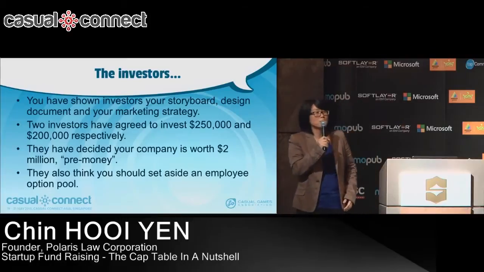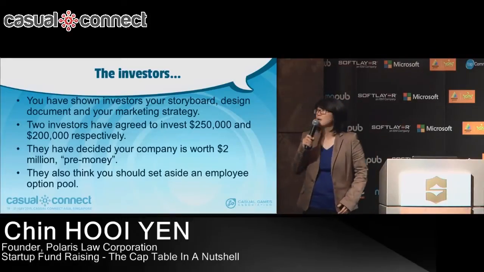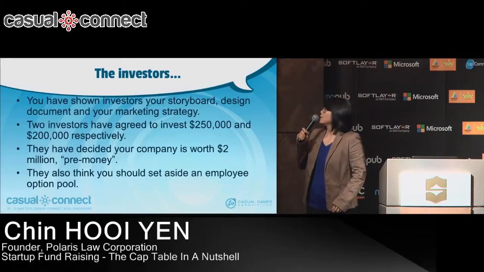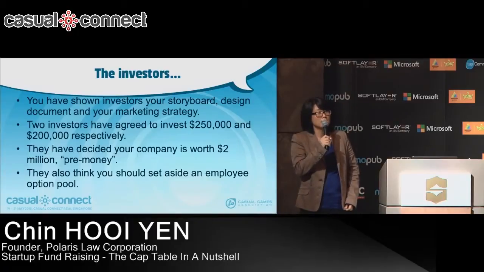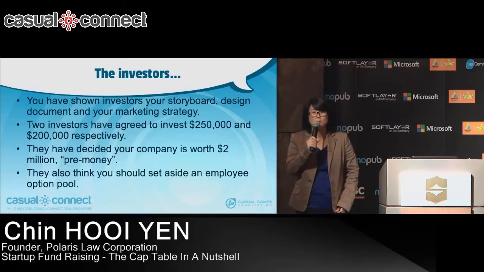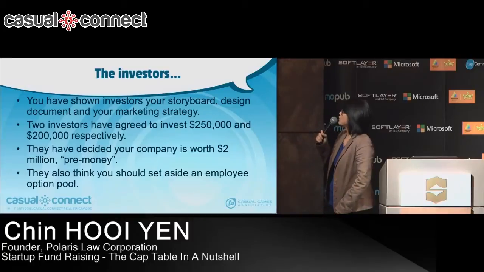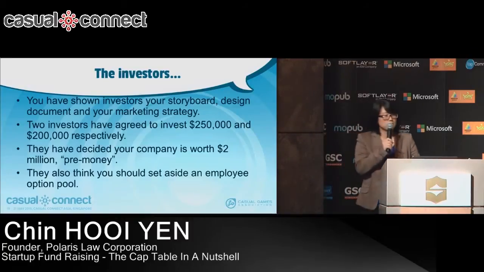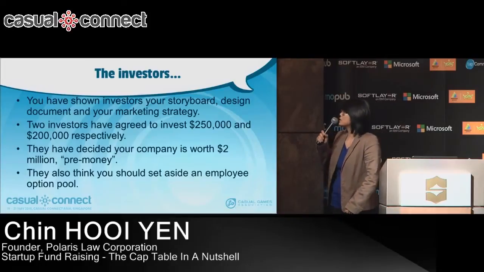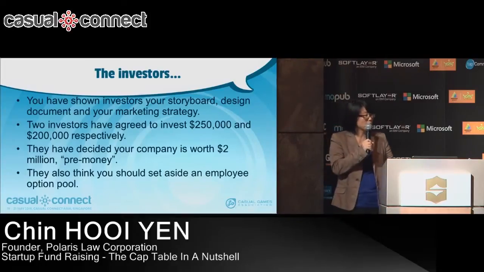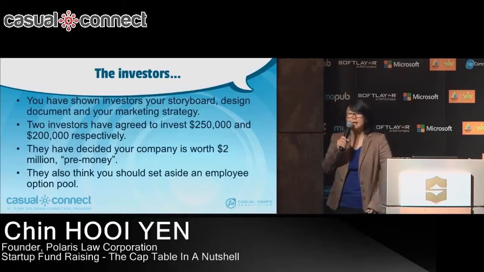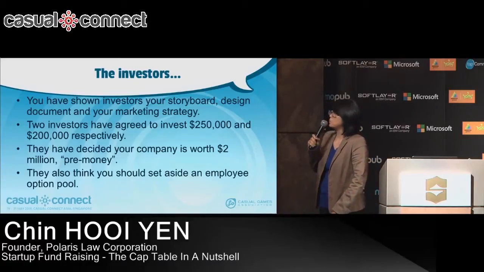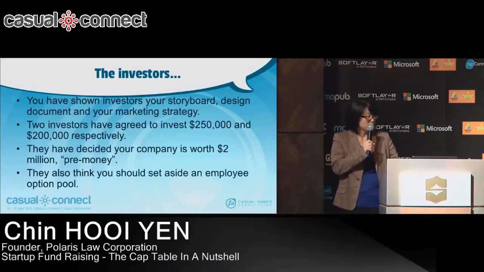Right. What happens next? Now you've spoken to other investors, okay? You've found two investors that are willing to invest in your company for $250,000 and $200,000 respectively. They've decided your company is worth $2 million pre-money, okay? They also think you should set aside an employee share option pool, okay? So what does all this mean?